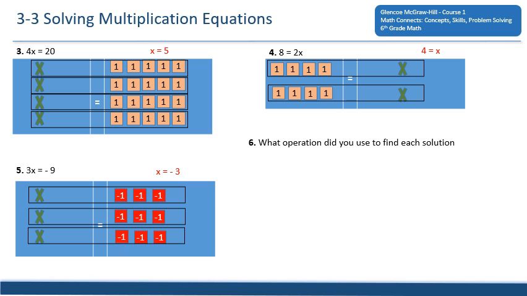What operation did you use to find each solution? Division. How can you use the coefficient of x to solve 8x equals 40? Well, I have 8x, right? Will 8 go into 40? I can divide each side by 8 because I know 8 will go into 8, and I know 8 will go into 40 5 times.